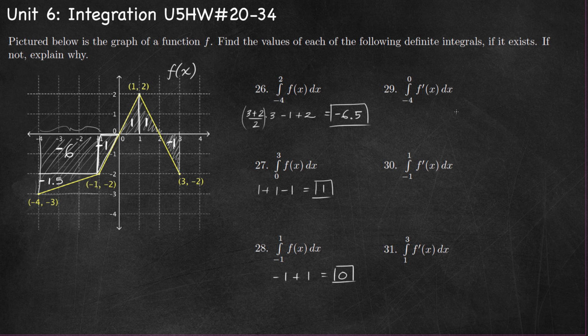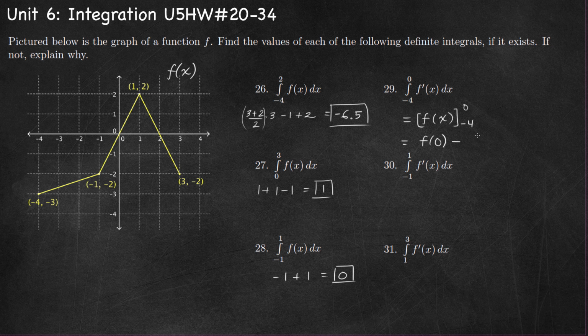Number 29, now this one's a little different. We're not integrating f of x here, we're integrating f prime of x. So we're going to use the fundamental theorem of calculus here. I know this integral is equal to the antiderivative of f prime, which is just f, evaluated from -4 to 0, which is f of 0 minus f of -4.